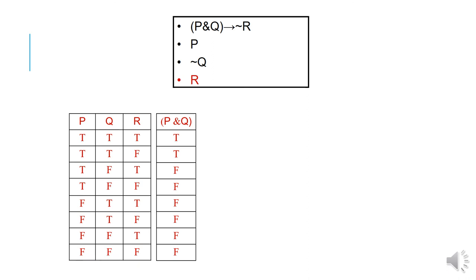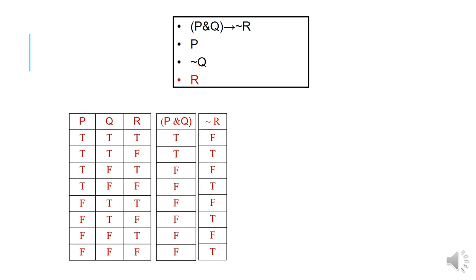Now, before we make a column for the arrow, we need to make sure that we're making a column for not R. Not R is just the opposite of R. And now we can see P and Q as the antecedent to a conditional statement and not R as the consequent. So we look at the conditional key template and see that when the antecedent is true and the consequent is false, then the complex proposition is false. All other situations are true.